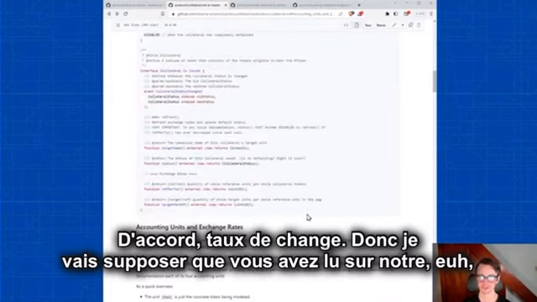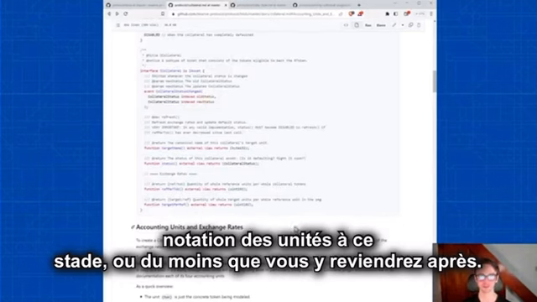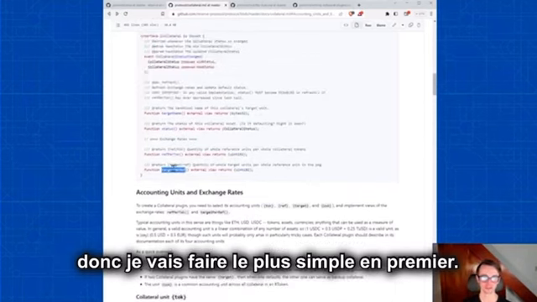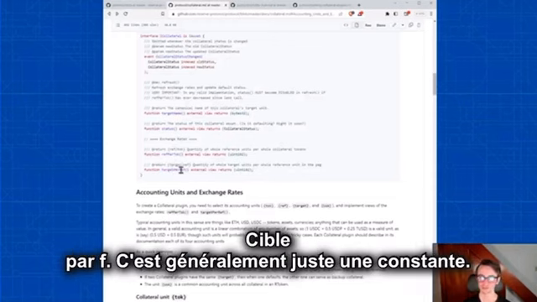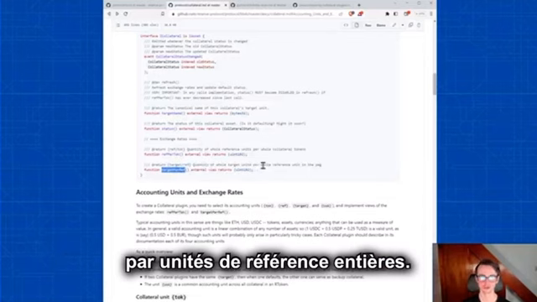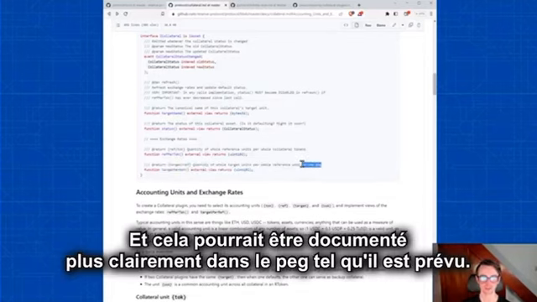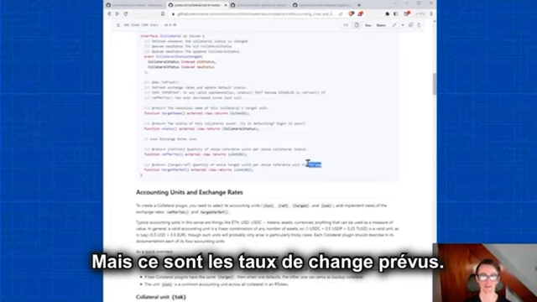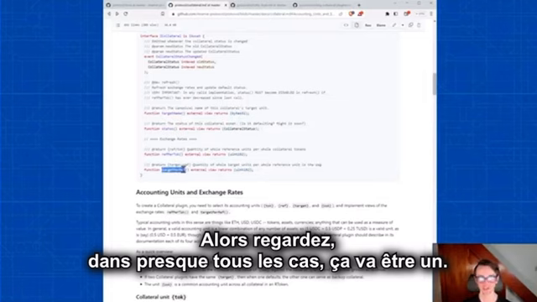Okay, exchange rates. So I'm going to assume that you have read about our unit notation at this point, or at least we'll go back to it after if you're confused. There's basically two crucial exchange rates that you'll have to come up with. So I'll do the easier one first. Target per ref. This is usually just going to be a constant. Target per ref is the quantity of whole target units per whole reference units, and this could be documented more clearly, in the peg as intended. So this is not as empirically currently what is the price in the peg, but this is the intended exchange rate. So look, in almost every single case, this is going to be 1.